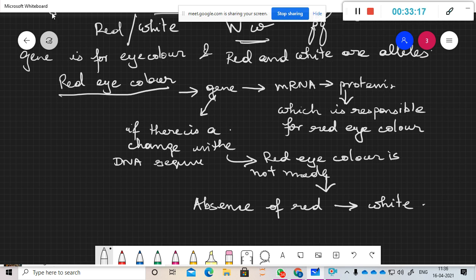So, however, red and white are alleles. They are different forms of the same gene, eye color, and the same genetic locus.